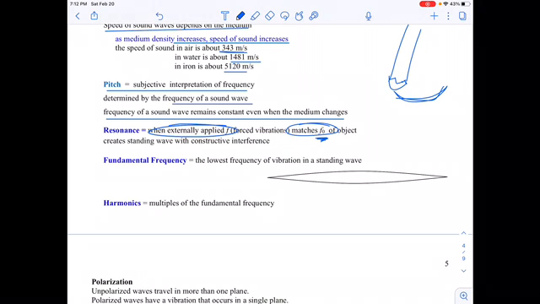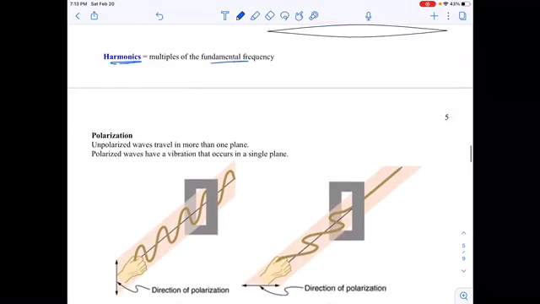The externally applied force vibrations match the natural resonating frequency of the object. And the fundamental frequency is the lowest frequency of vibration that creates a standing wave. Often there are harmonics. There are multiples of the fundamental frequency that will also cause a resonance. But that's a little bit outside the scope of this course.